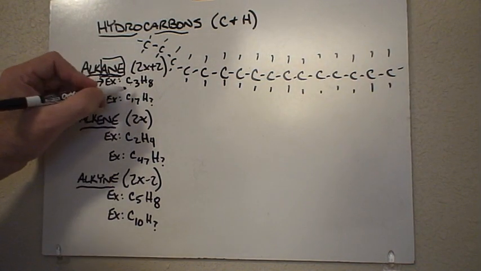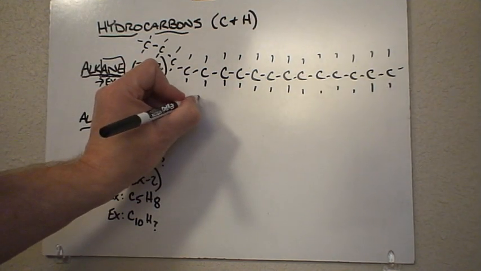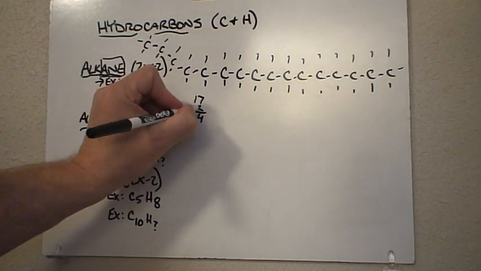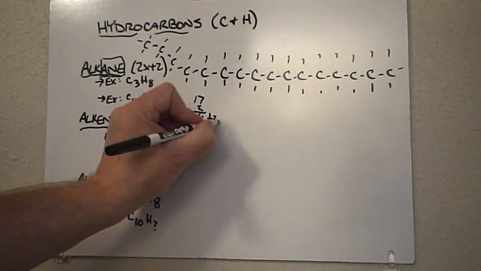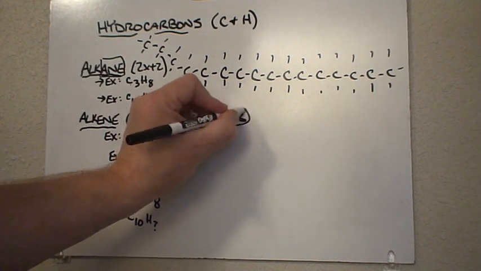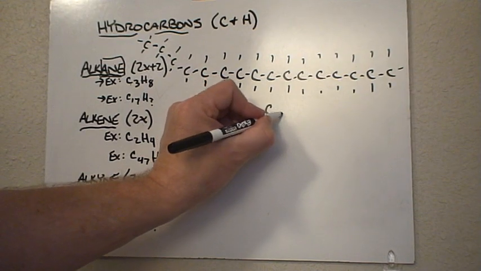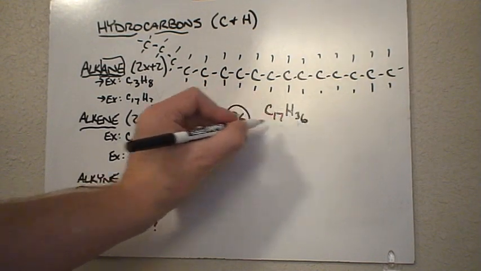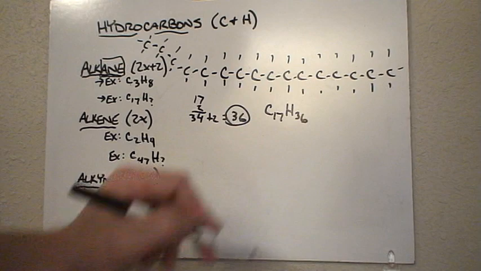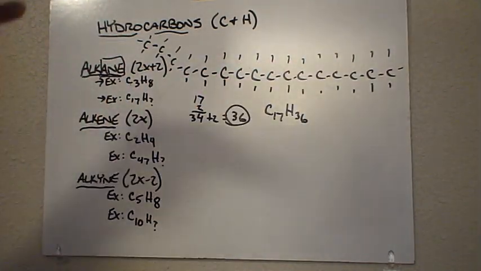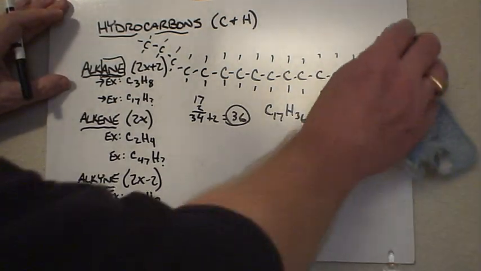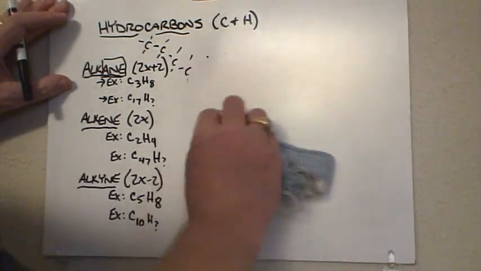We want to pop that equation in. So 17 times 2, that's 34. Plus 2 more is 36. So I would end up with C17H36. That's a lot faster, more efficient. I know it's going to be the same. I don't even know if I counted those all up right because I got lost in all that mess. Okay, so those are your alkanes.